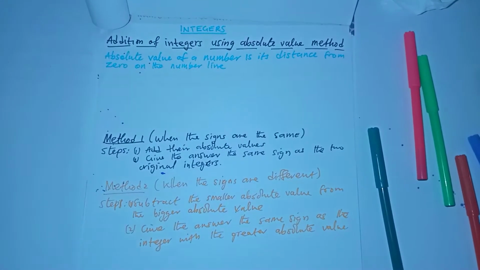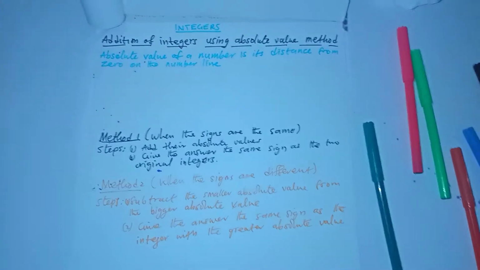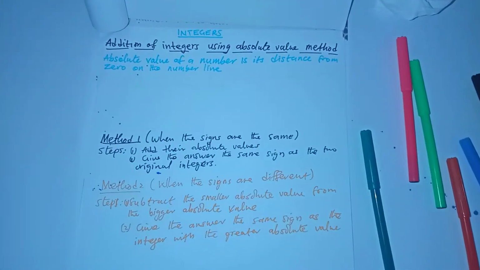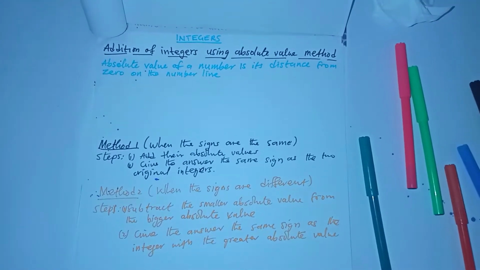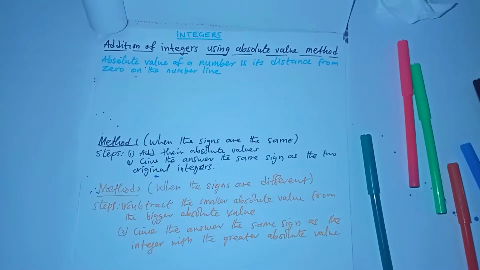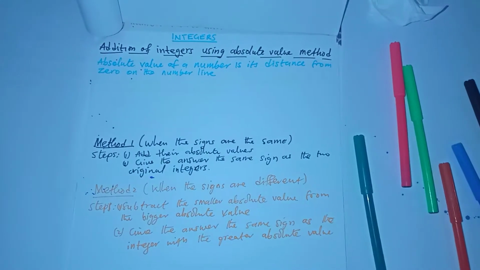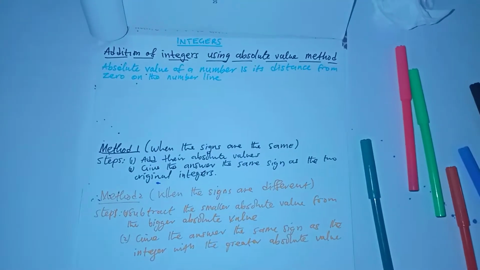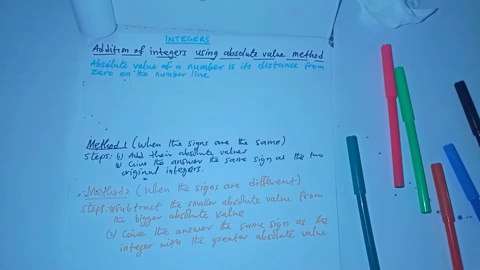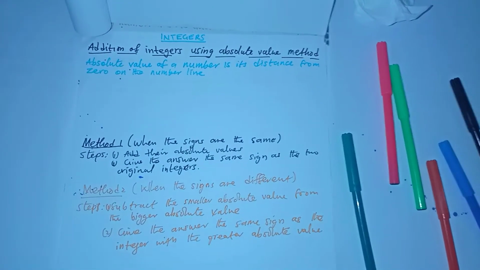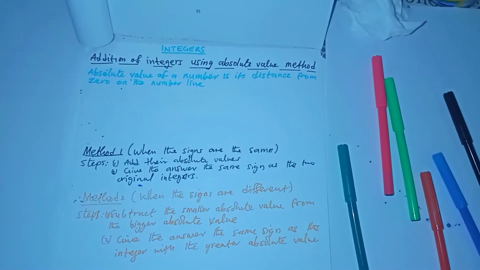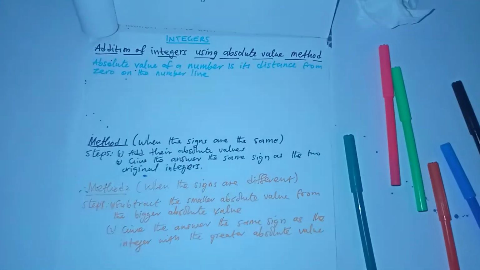From the previous video, we talked about addition of integers using the number line. So we want to continue the addition of integers, but this time using the absolute value method, or absolute value strategy. When we talk of absolute value, we are saying that the absolute value of a number is its distance from zero, the distance between the number and zero on the number line.